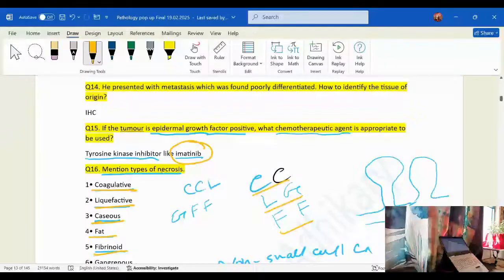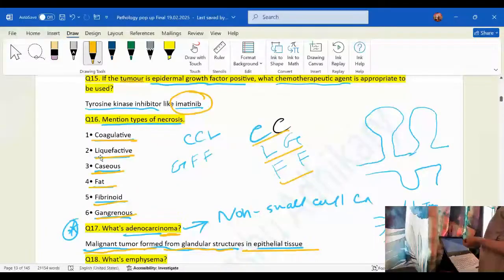How to differentiate the tissue of origin? Immunohistochemistry. If the tumor marker is epidermal growth factor positive, what chemotherapeutic agent is appropriate to use? Tyrosine kinase inhibitor. Mention types of necrosis: coagulative necrosis, caseous necrosis, liquefactive necrosis, gangrenous necrosis, fibrinoid necrosis, fat necrosis. CCLGFF.